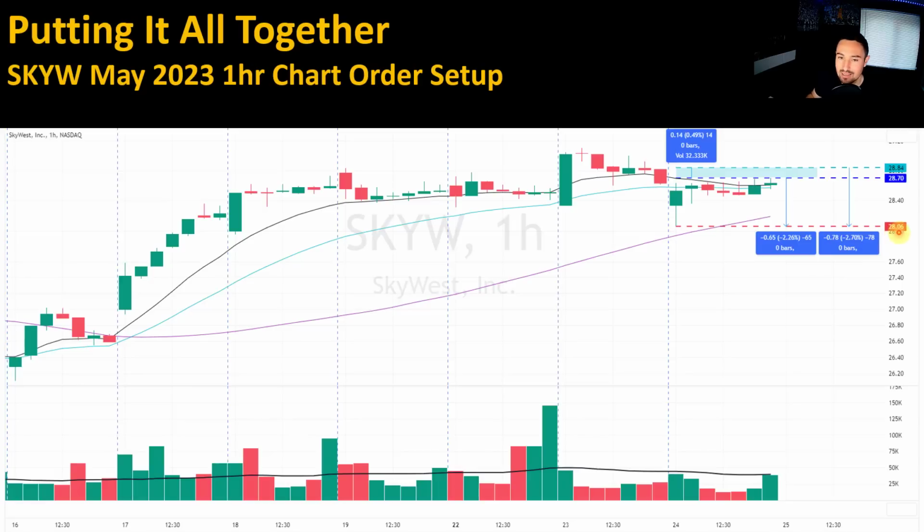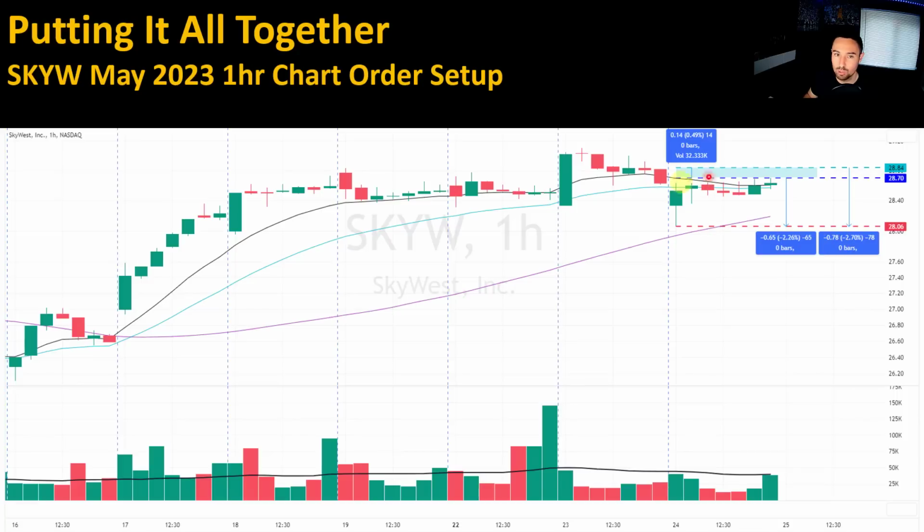which in this instance here is $28.06. So if I get filled at the upper end of my limit, my buy stop limit order, I'm not going to pay any more than $28.84. So my maximum risk on the trade is going to be here, 2.7%, which is 78 cents worth of risk.